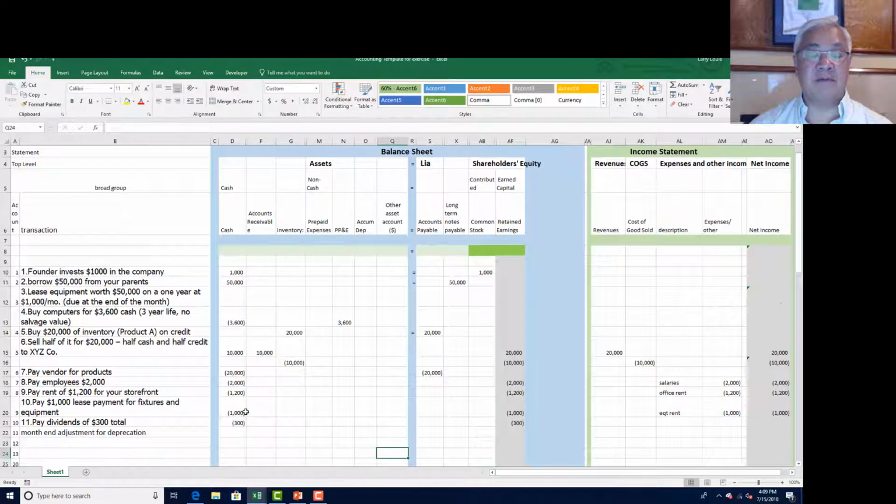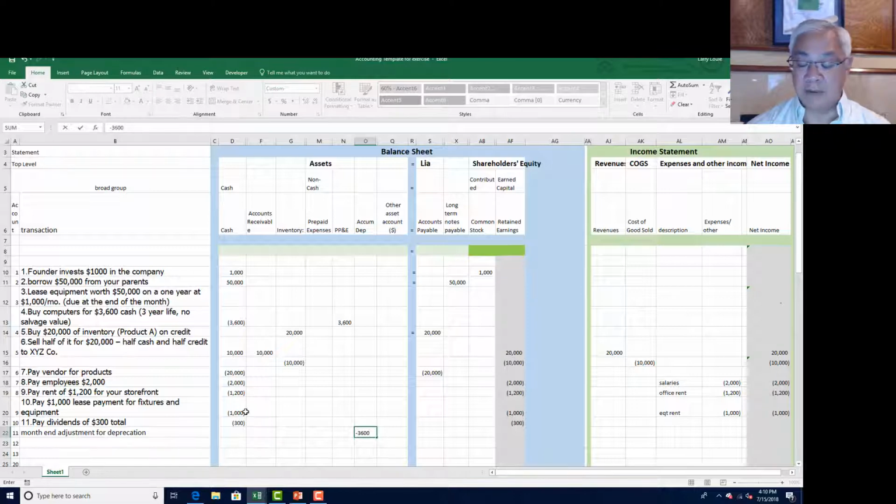Now it's time to make the adjustment for depreciation. We could do so by saying, okay, what is the amount of depreciation? And let's start building our accumulated depreciation. The amount is negative because it's a contra asset. We take the total cost, $3,600, and we subtract salvage value, of which there is none, so it's just $3,600, divided by how many months we have. In this case, it's 3 years. 3 years is 36 months. So each month we're going to depreciate $100 a month and build up our accumulated depreciation. So this is depreciation, and it's negative 100.